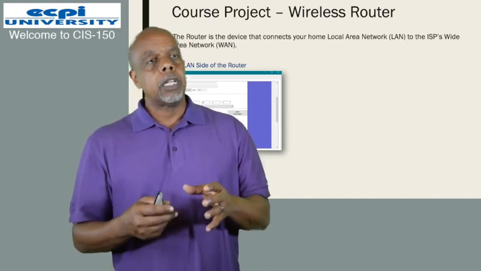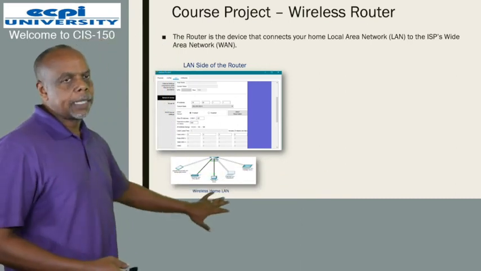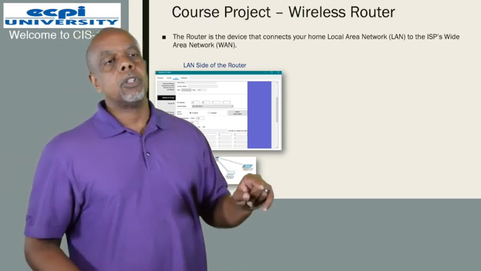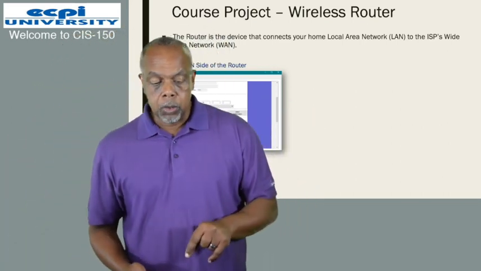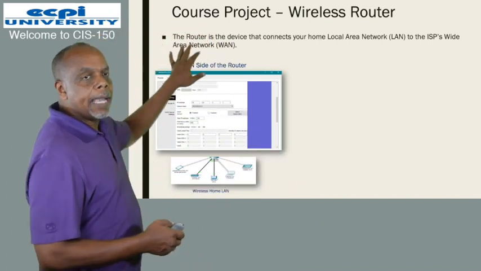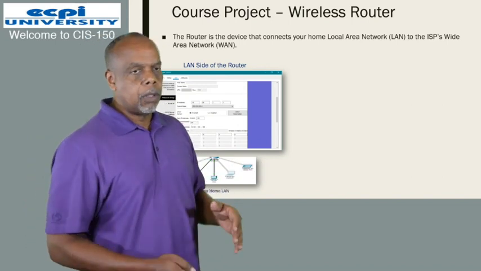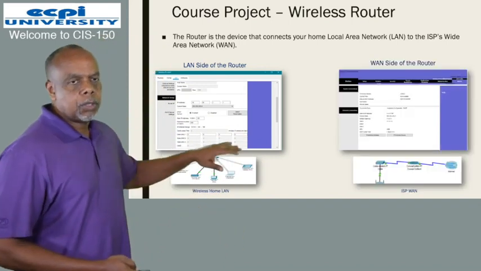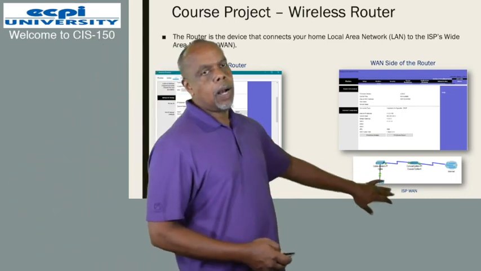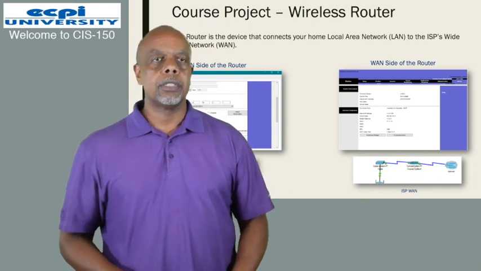Well, if you look at your house, this is a local area network. Before it connects to anything, that was a local area network. When we connected up to our internet service provider, that is what we call a wide area network, or WAN. So that router sits in the middle, between the local area network in our house and the wide area network that goes to our internet service provider.